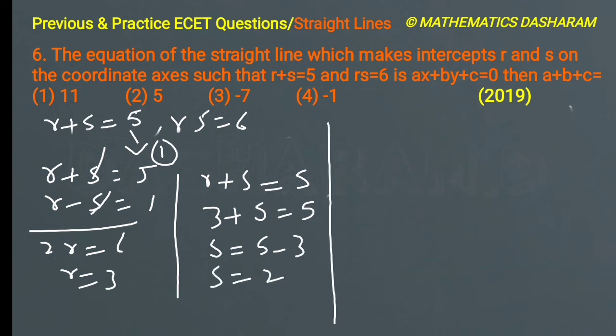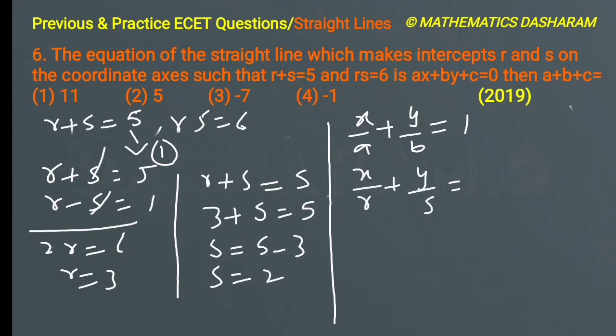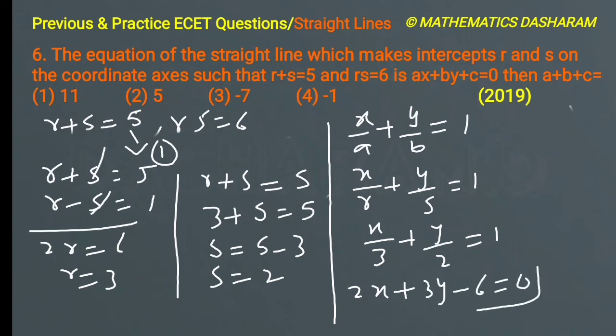Finally, we got the two intercept answers. So to find the equation, I am using the two intercept form: x by a plus y by b equals 1. x by a means x-intercept, y by b means y-intercept. So substitute the r and s values. x by r value 3, y by s value 2 equals 1. So then the LCM is... finally the equation is 2x plus 3y minus 6 equals 0.